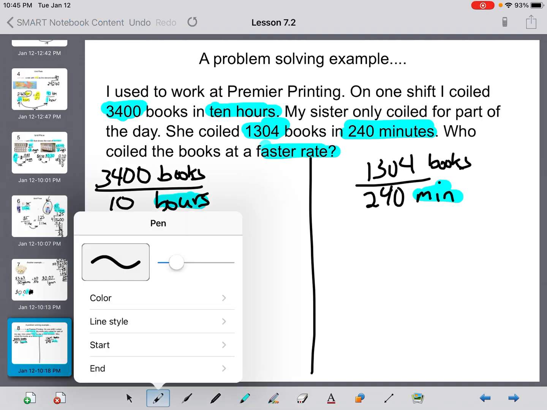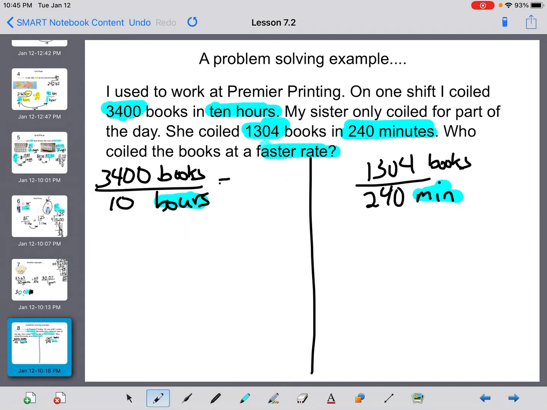So let's start with me. If I want to know how many I then did in 1 hour, how handy, I can actually just divide by 10. Remember, when you divide by 10, you can just shift the decimal. So the answer is I did 340 books in 1 hour. That is the unit rate for me, 340 books in 1 hour.